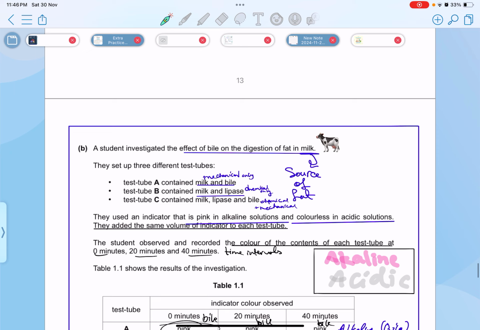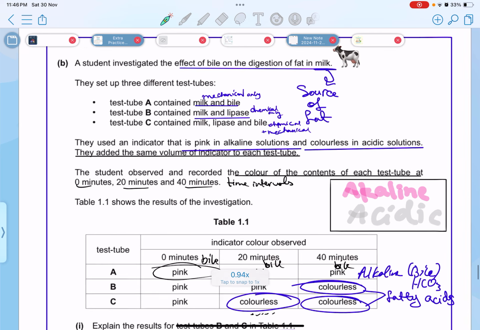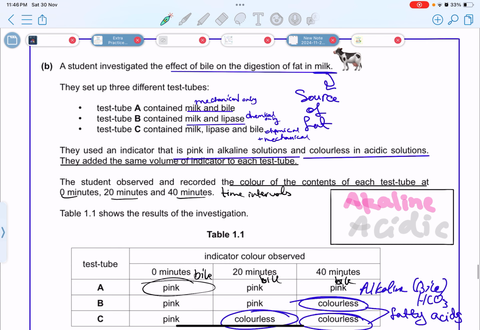Okay, a student investigated the effect of bile on the digestion of fats in milk. So here, milk is a source of fat. They set up 3 different test tubes. Test tube A contained milk and bile. Test tube B contained milk and lipase. Milk and bile means that, because I know that bile does mechanical digestion, which is emulsification, it's mechanical only. Tube B contains milk and lipase. It's going to be chemical digestion only. Test tube C contained milk, lipase, and bile. That means that it has chemical and mechanical both.